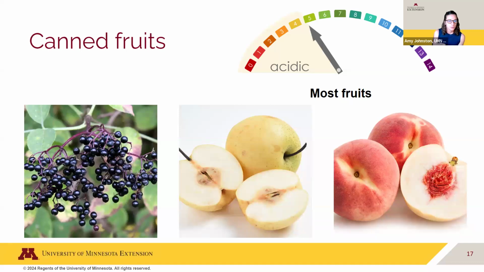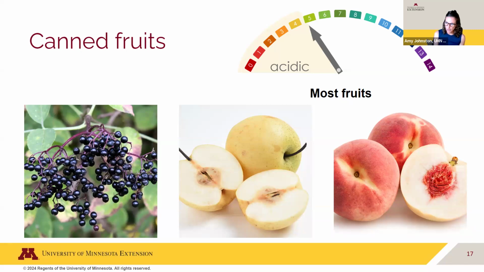Some examples are white flesh peaches, which you can see on the screen. Those have a pH above 4.6, but yellow flesh peaches have a pH below 4.6. So yellow flesh peaches and yellow flesh nectarines are naturally acidic, but the white flesh varieties are not.